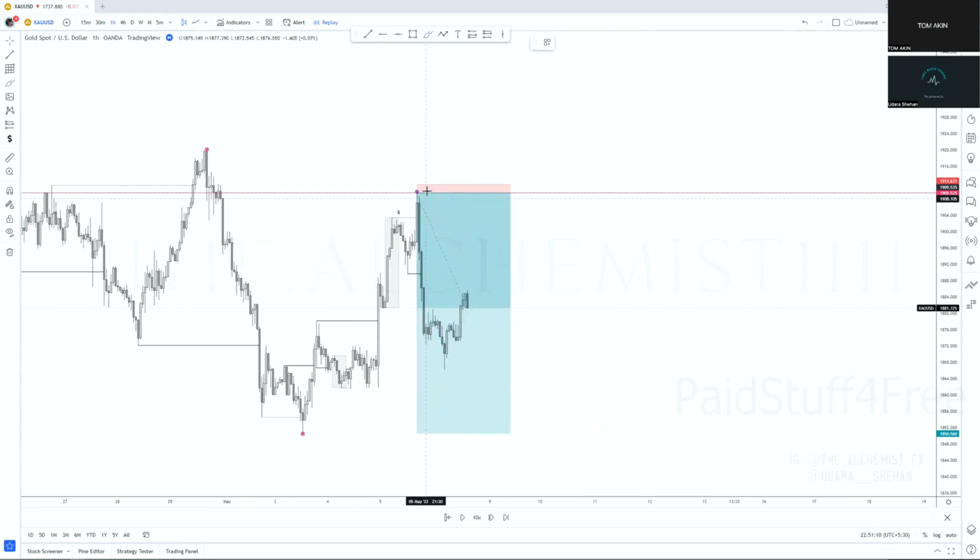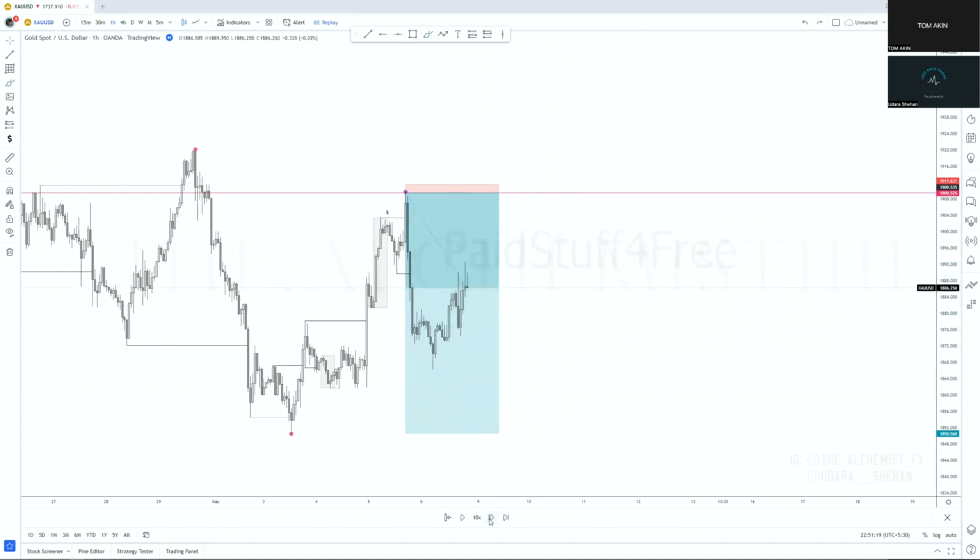Another range is created on the 1 hour from here to here after this bullish breakout. Can you see that? So that's why I told you, don't fear pullbacks. Every single move to the upside is only another opportunity.